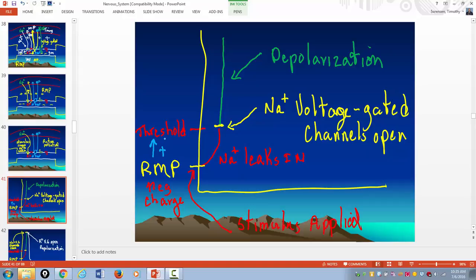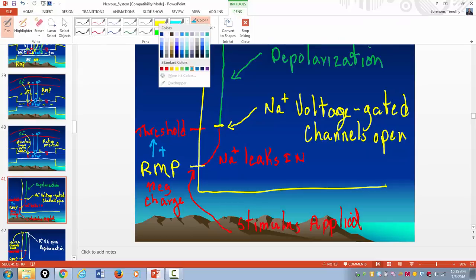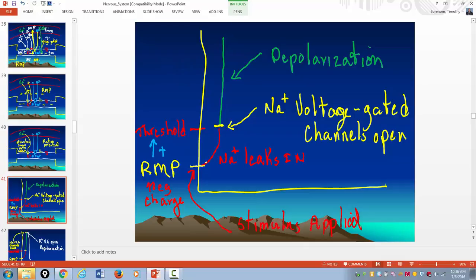Now, if the stimulus is strong enough, you touched your arm strong enough where enough sodium leaks in and is able to bring the charge inside that node to threshold. Boom. At threshold, this is what activates the voltage gated sodium channels. So at threshold, what happens?